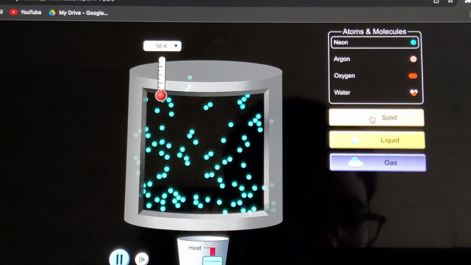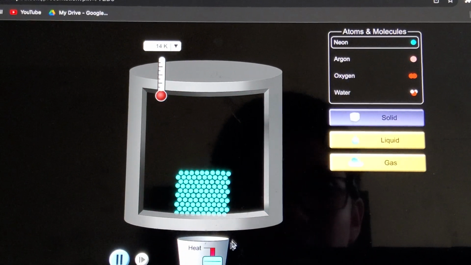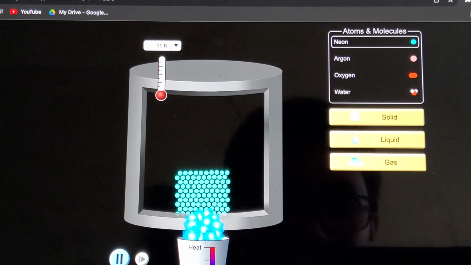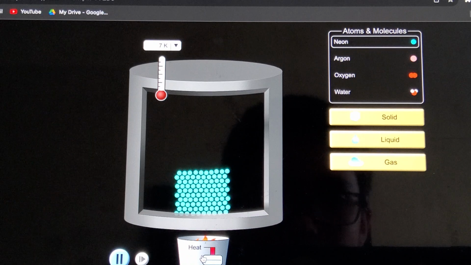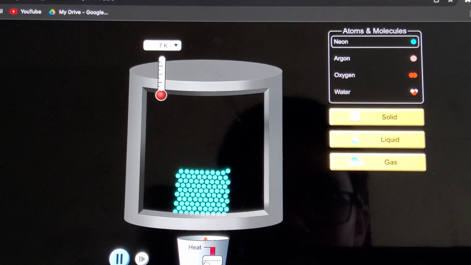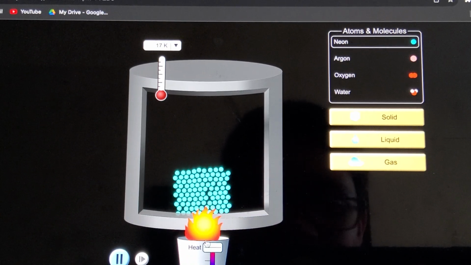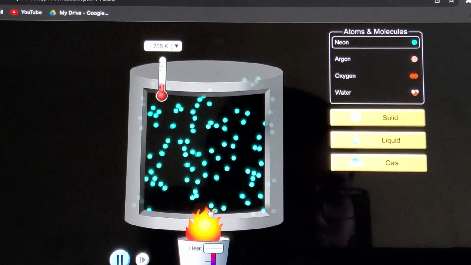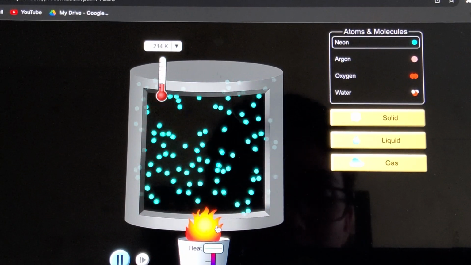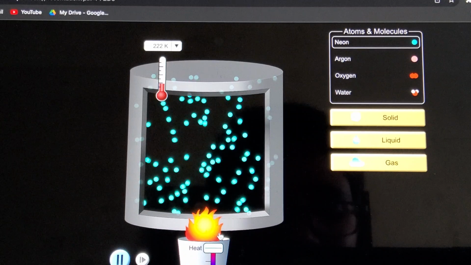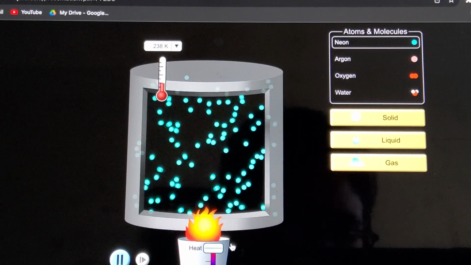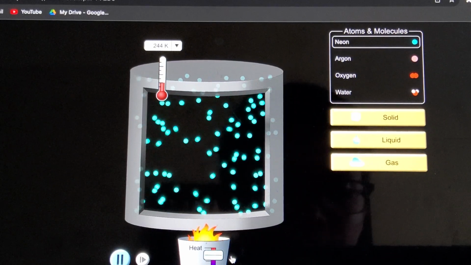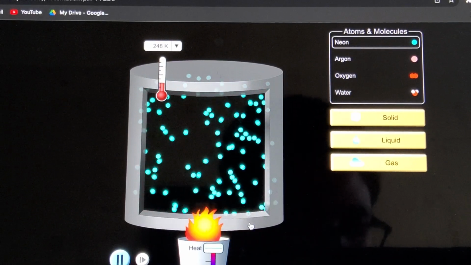So let's not start with gas yet. Let's start with the solid that's like this. And then let's add heat to it. It's already cold, so we don't need to add more coldness to it. All we're going to do is add more heat and see what happens. Okay, so first it was at around 20 Kelvin, and now I fast forwarded it. I put it at around, I think, 200 Kelvin right now.